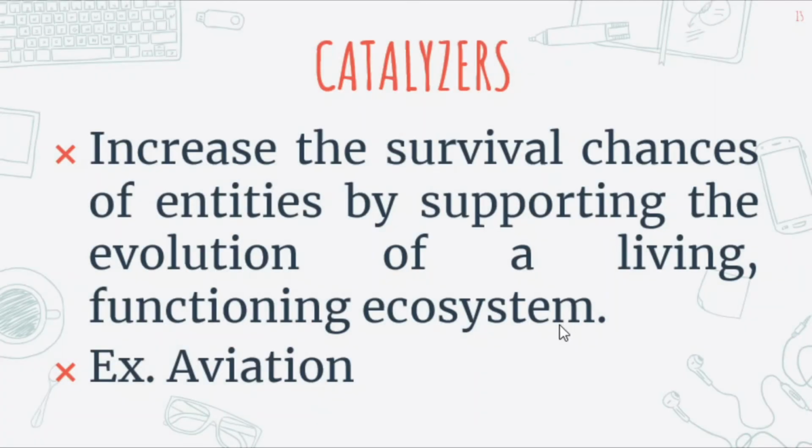In the digital tourism ecosystem, we also have different types of companies or technologies being used. First, some companies or technologies are considered catalyzers. Like a catalyst in science, it will strike or change something. Catalyzers increase the survival chances of entities by supporting the evolution of a living functioning system. They introduce something new. An example is aviation.